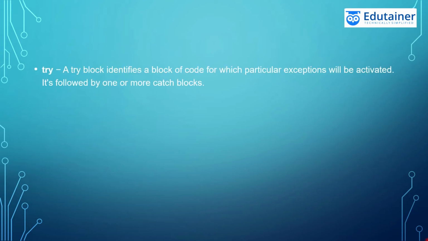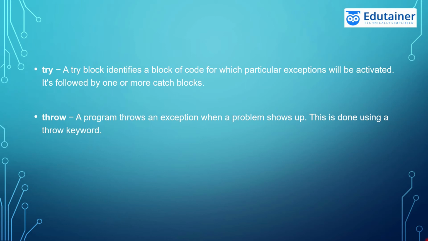We have a try keyword. A try block identifies a block of code for which a particular exception will be activated. It is followed by one or more catch blocks. Basically, a try block identifies a block of code for a particular exception and it will get activated. Throw. A program throws an exception when a problem shows up. This is done using a throw keyword. So whenever a problem shows up, the throw keyword will throw an exception.